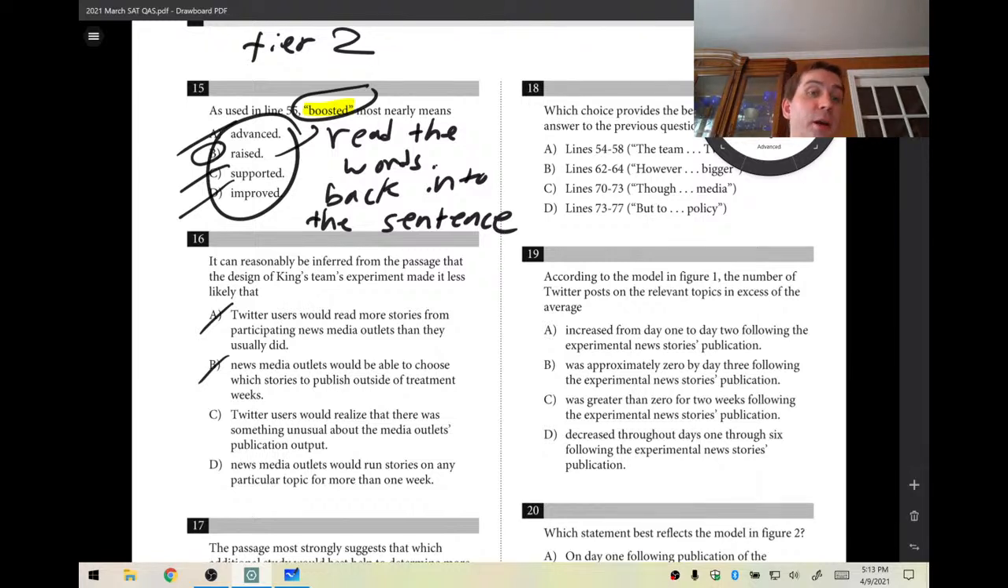What is accounted for within the experiment is C. So the King's experimental team made it less likely that Twitter users would realize that there was something unusual about the media outlet's publication output. Why? Because that would trash the experiment. If Twitter users were able to tell that something fishy is going on with these news networks, the experiment would be over. It's C. So they did account for that, not D. They didn't make it less likely that news media outlets would run stories on any particular topic for more than 1 week. It's just C.